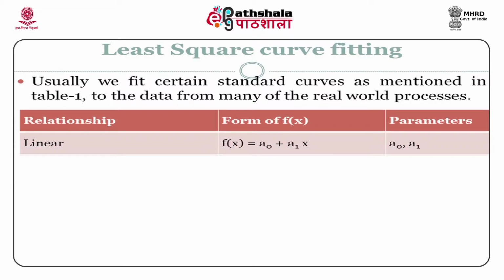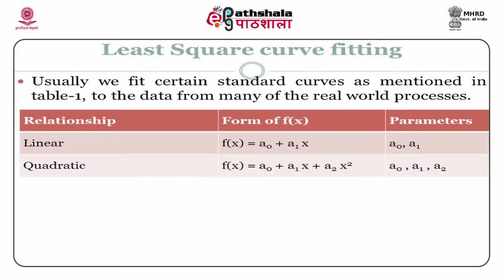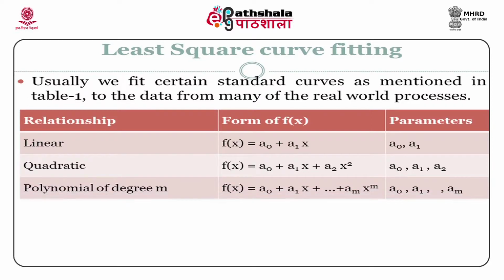Suppose that the predicted relationship or trend is linear, then we fit a curve f(x) equal to a0 plus a1x, and the parameters here are a0 and a1. If the predicted relationship is quadratic, then the curve that we fit is f(x) equal to a0 plus a1x plus a2x square, and a0, a1, a2 are the parameters. In general, if it is a polynomial of degree m, then f(x) is equal to a0 plus a1x up to am x raised to m, and the parameters are a0, a1, a2, a3, ..., am.